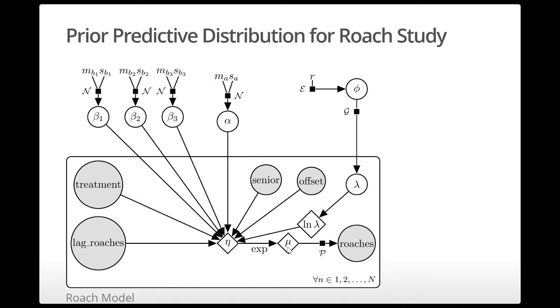So particularly, let's put alpha aside for a second because that's one of the more difficult ones to think about. Let's say beta 1, the coefficient on the previous number of roaches. What might we think about that before we see the data? Something positive. And so like thousands.